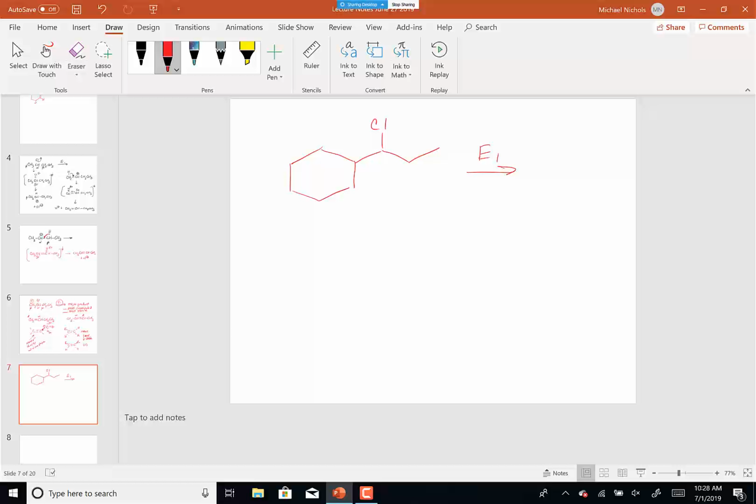So there's your two. Now there's a beta hydrogen and the chlorine, and you're going to lose those from each one of the beta hydrogens to give you the different products. It's now a question of which one of those is the major product, or both of them.